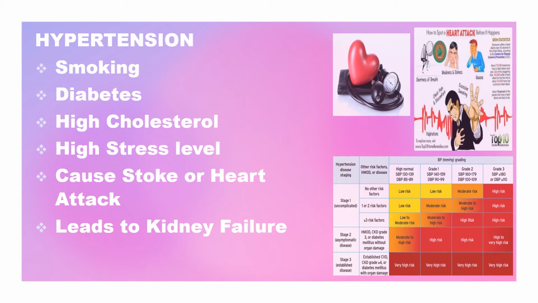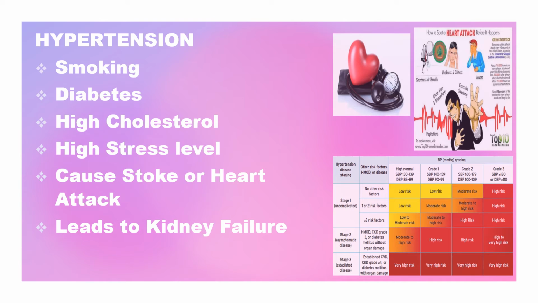Hypertension. The causes of hypertension are smoking, diabetes, high cholesterol, high stress level, and these things can lead to stroke, heart attack. It may even cause kidney failure. There are different levels of hypertension. The staging starts with stage 1, which is the lowest level, which is uncomplicated, and it can be controlled before it gets to the point where you will need medicine.